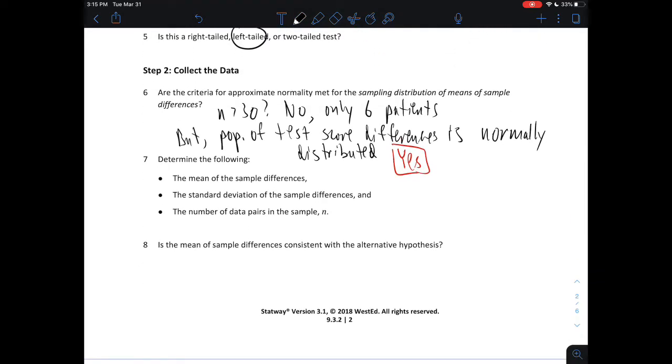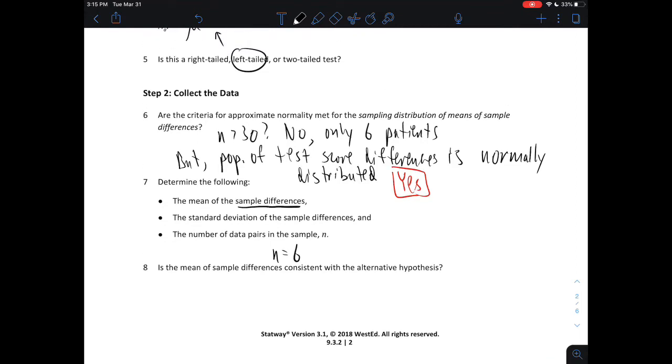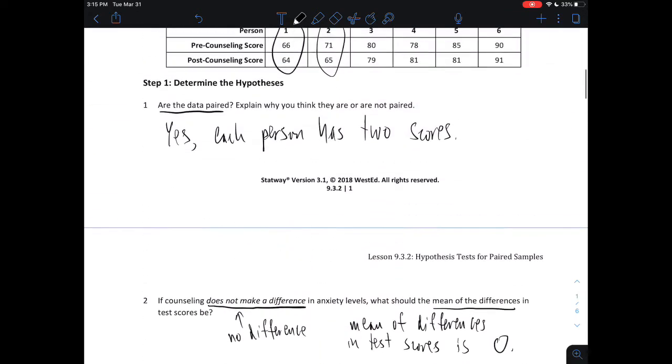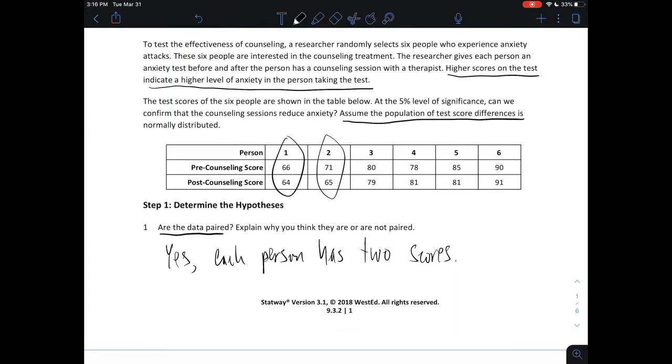Number 7, determine the following: the mean of the sample differences, the standard deviation of the sample differences, and the number of data pairs in the sample, n. So we already know how many pairs we have because there are 6 patients, so n is equal to 6. And to figure out the mean and standard deviation, we need the sample differences, which we haven't found yet. So if we go back to our table, it might actually be a little bit helpful if we just remember that we're taking our post-counseling score and subtracting our pre-counseling score.